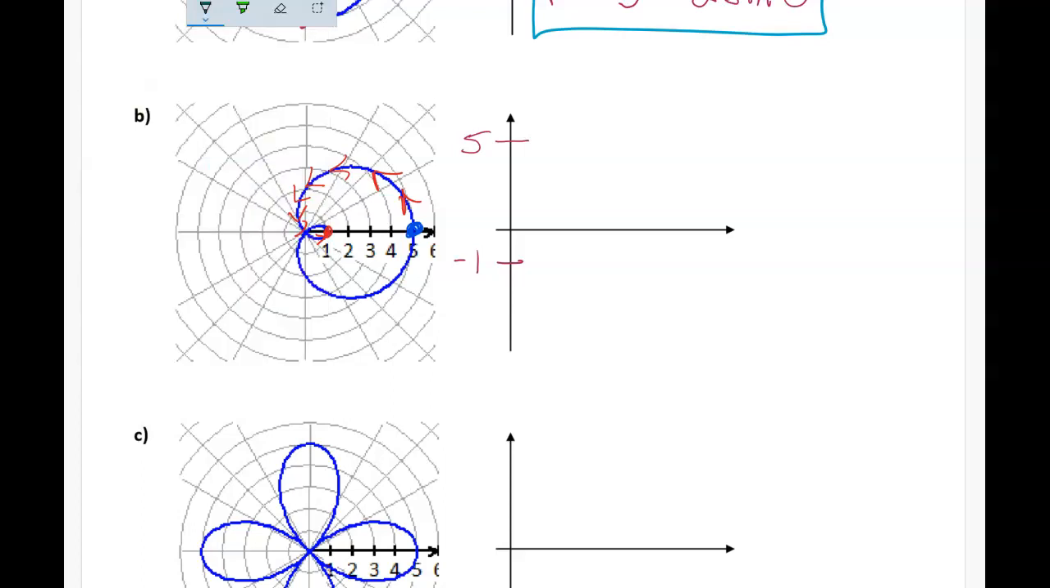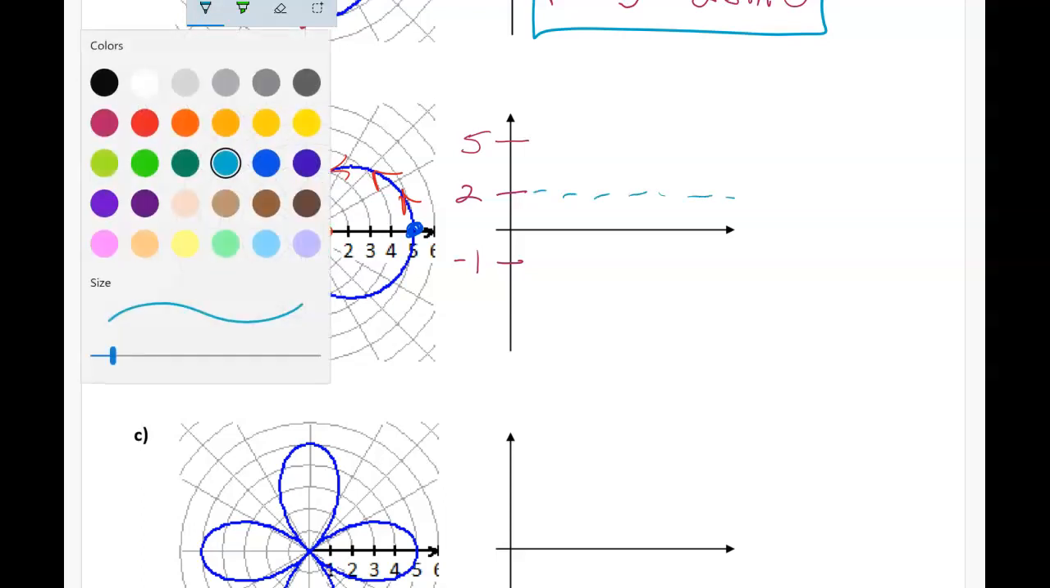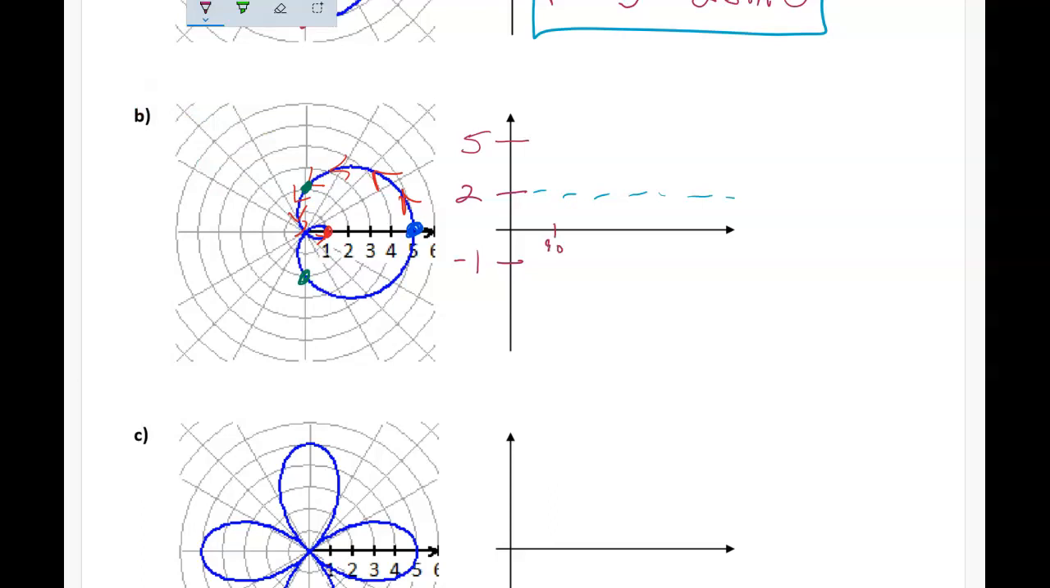And where are we in the middle here? It looks like when we're at 90 and 270, the radius is positive 2, which is halfway in between those two max and min values. All right, so here's our midline. Marking off the angles, 90, 180, 270, 360. Looks like we start at a radius of 5 when we're at 0 degrees. 90 degrees, we have a radius of 2. At 180, we have a radius of negative 1. 270, the radius is 2. And 360, the radius is 5.